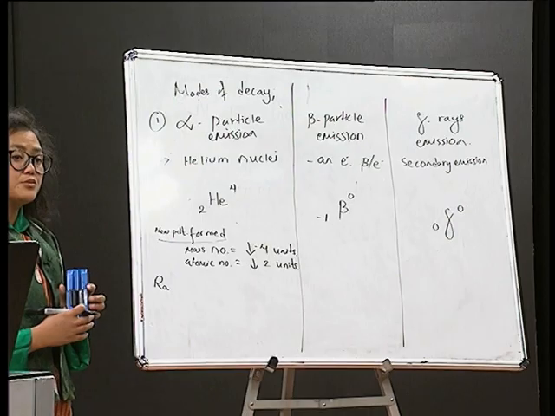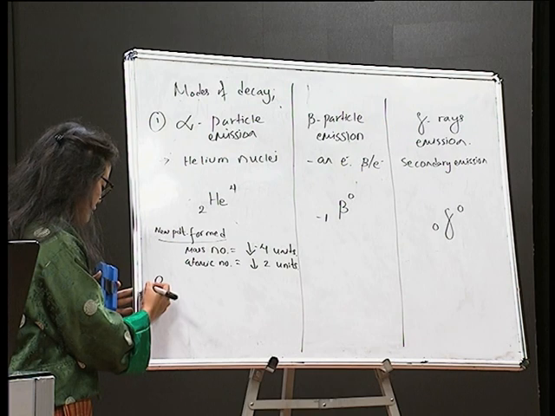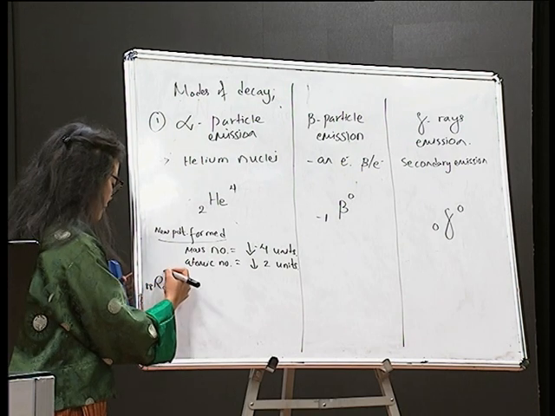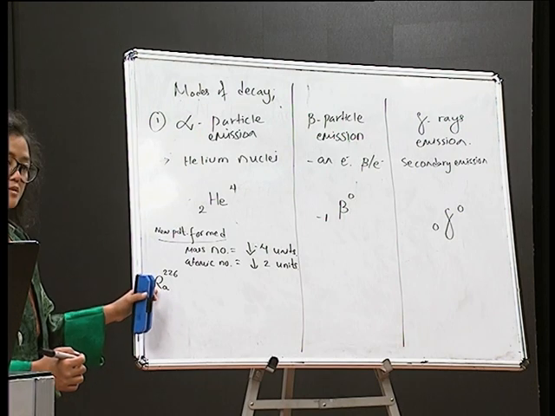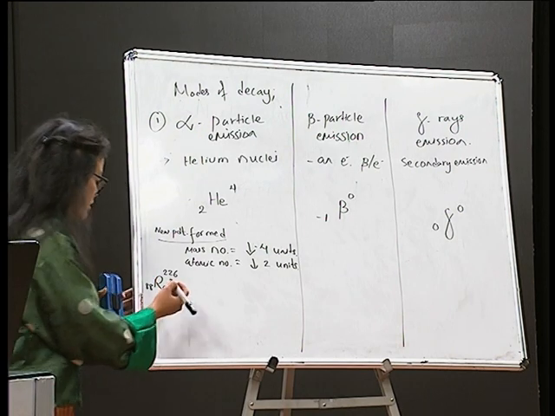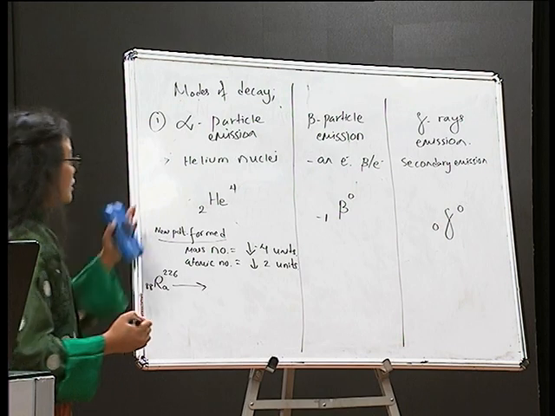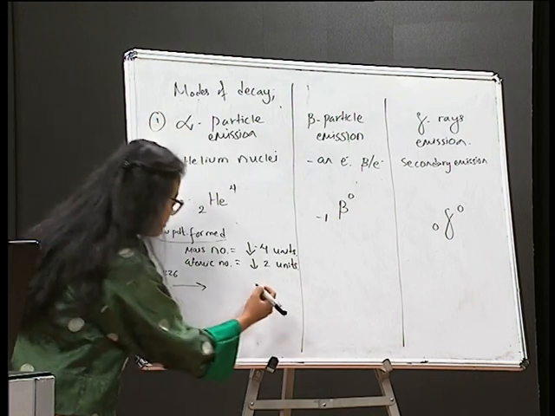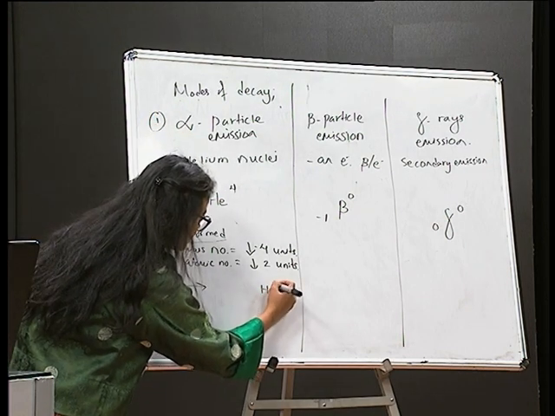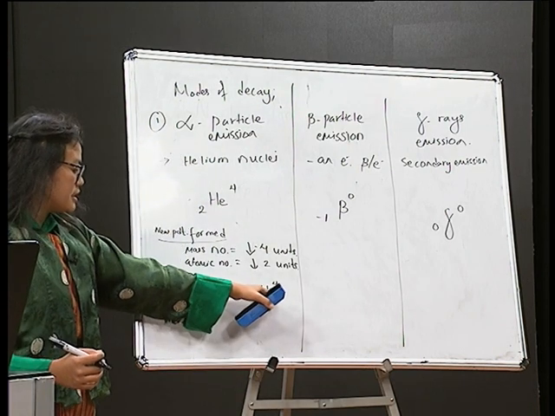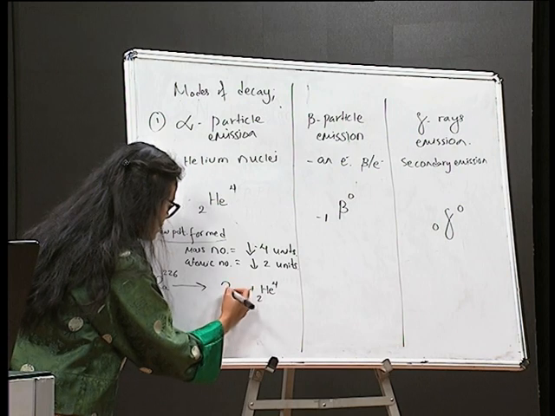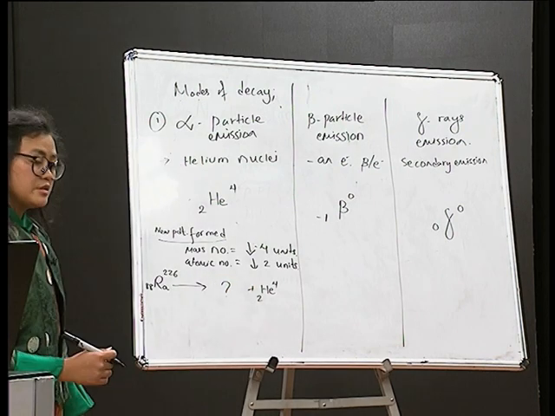This one is radium. Radium has atomic number 88 and mass number 226. Now, this is radioactive substance. When it undergoes disintegration, it is going to emit alpha particle. Alpha particle is represented in this manner. This is alpha particle. So, the alpha particle is emitted. Now, what is the new product here?